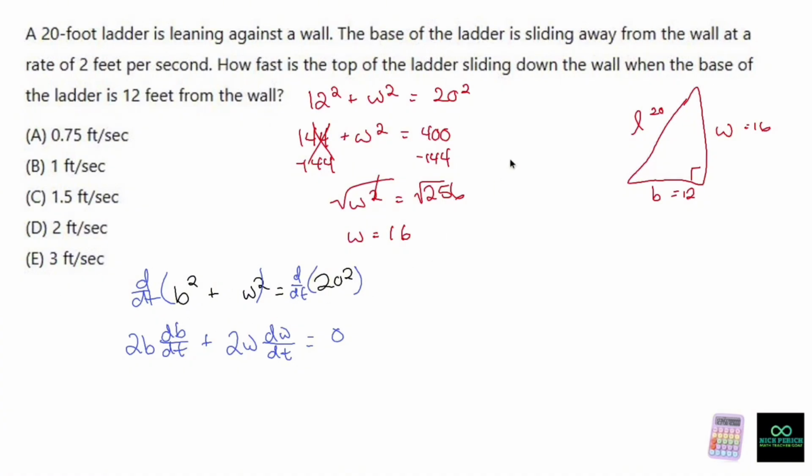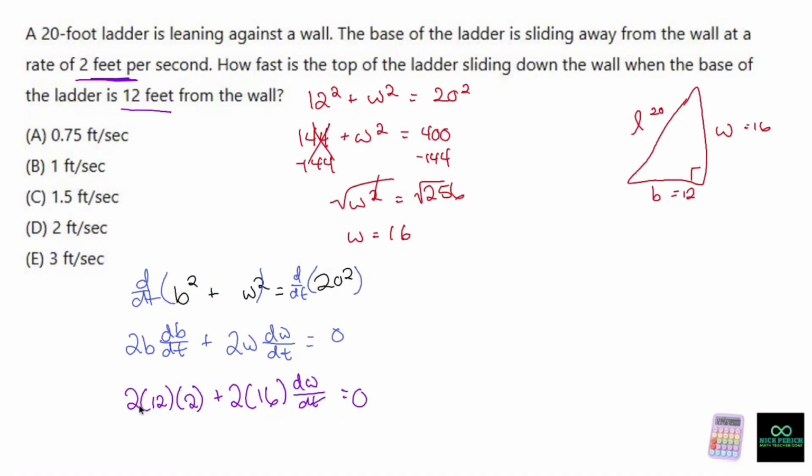So let's plug in what I know and what I don't know. I now know that b is 12, so 2 times 12. db/dt is the base of the ladder sliding away from the wall at 2 feet per second. So db/dt is 2, because it's 2 feet per second. Okay, that's going to be plus 2 times w, which is 16. dw/dt is what I'm trying to find. That's going to equal 0.